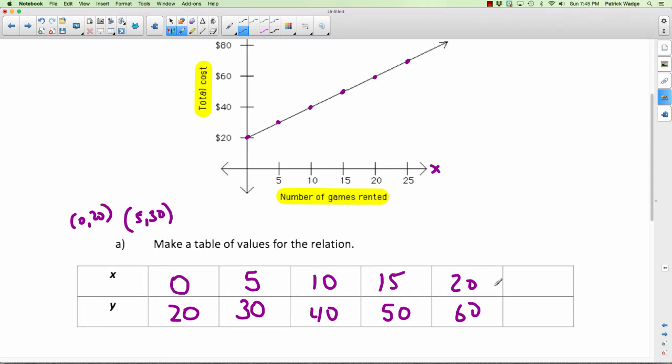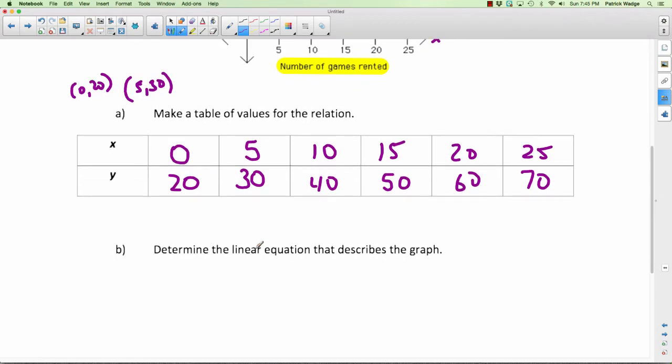0, 5, 10, 15, 20 must be 25. Let's see. Yep, it's at 25. And 20, 30, 40, 50, 60 must be 70. Is it? Yep, it's right between 60 and 80. It's at 70. So that's our table of values.